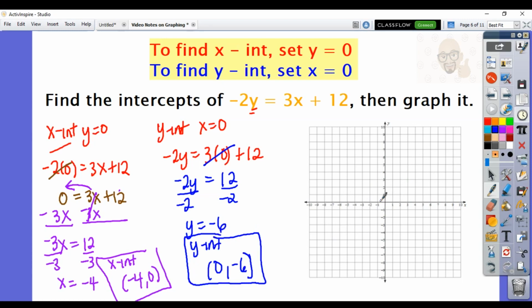That being said, our graph will have (negative 4, 0) right here. That's our x-intercept. And the y-intercept (0, negative 6) right here. So if you connect those 2 points, make a straight line, arrowheads, kaboom.